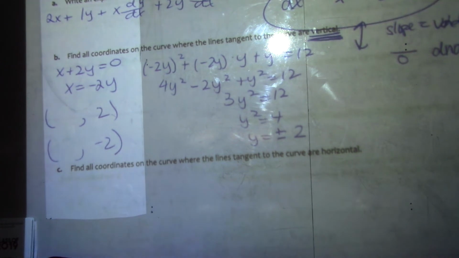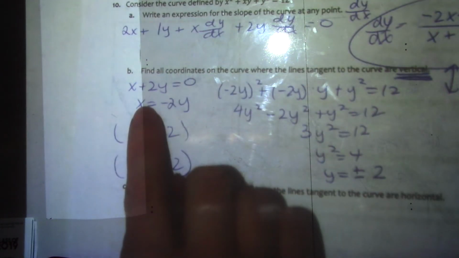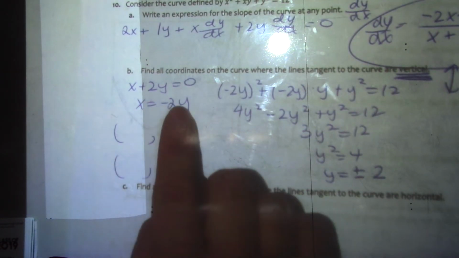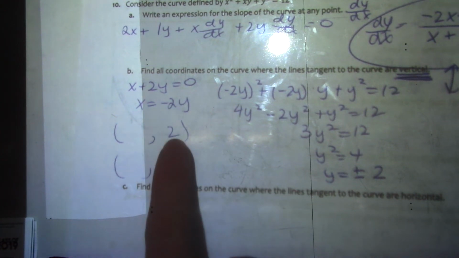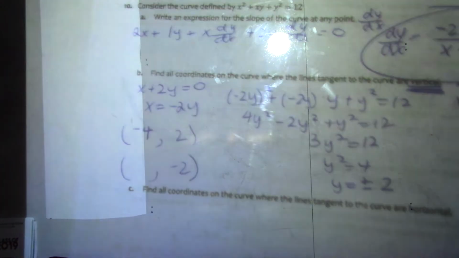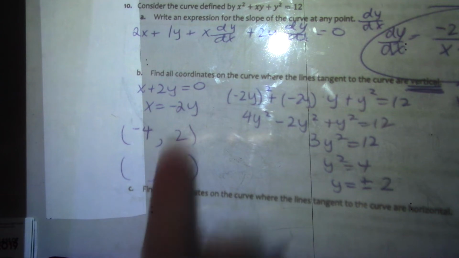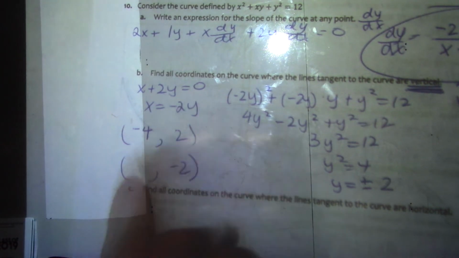And then to find the x value that goes with that, I have a relationship right here. X is negative 2y, so negative 2 times this y gives me an x value of negative 4. When y is negative 2, negative 2 times negative 2 becomes positive 4, so that's the x value that goes with it. So these are my 2 points.